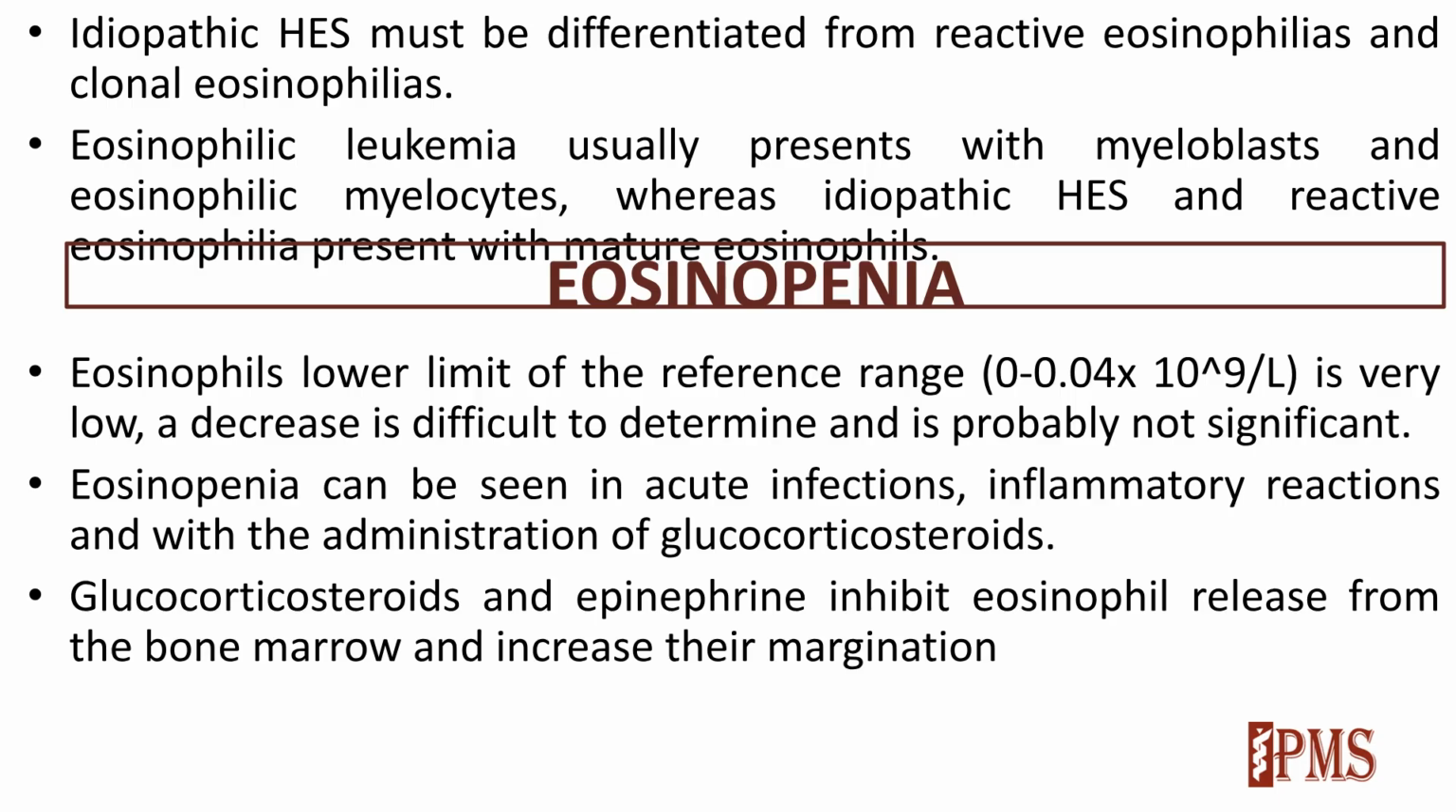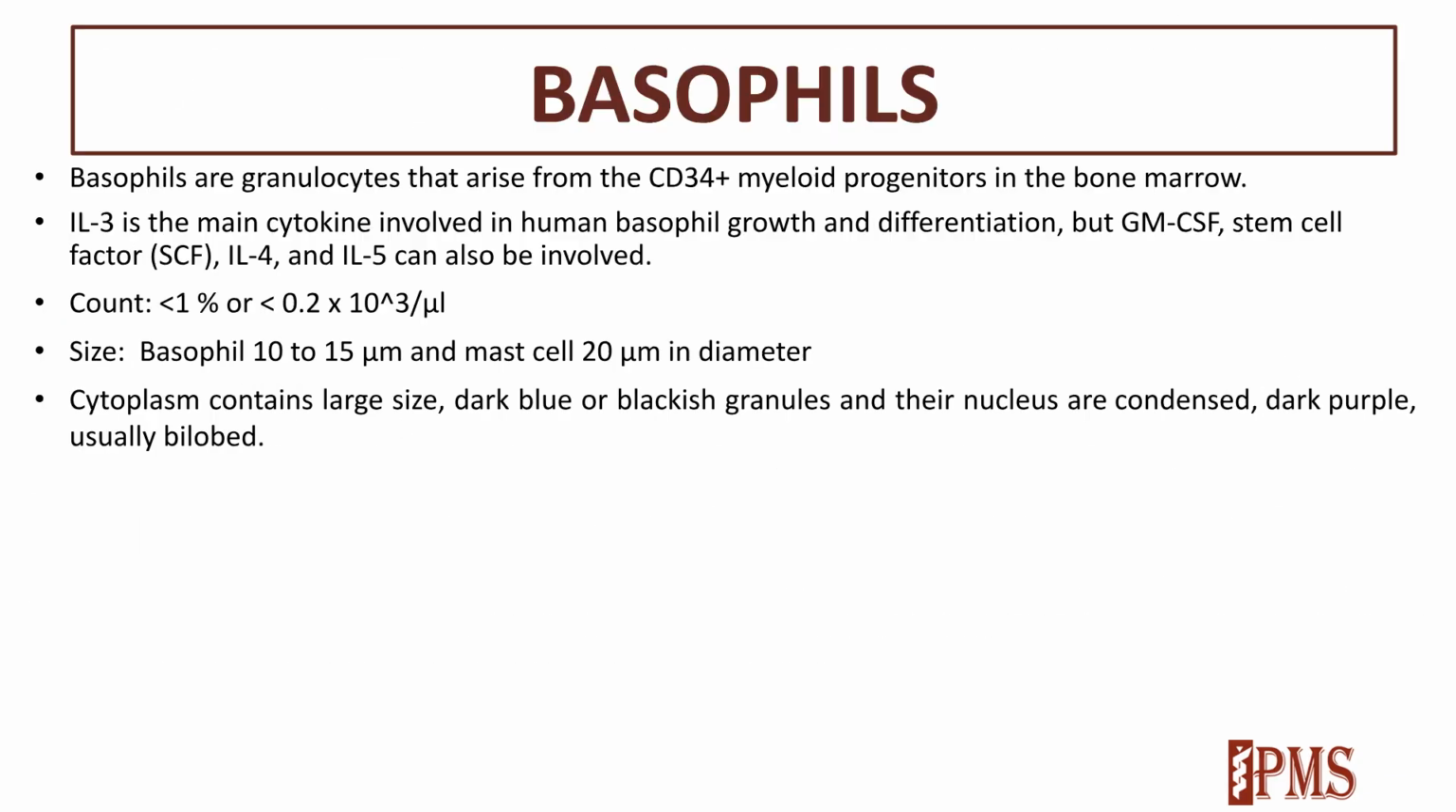Eosinophilic leukemia typically presents with myeloblasts, whereas idiopathic hypereosinophilic syndrome and reactive eosinophilia present with mature eosinophils. Eosinopenia, a decrease in eosinophils, is difficult to determine and may be seen in acute infections, inflammatory reactions, and with glucocorticosteroid administration. Basophils are granulocytes arising from CD34 plus myeloid progenitors in the bone marrow.